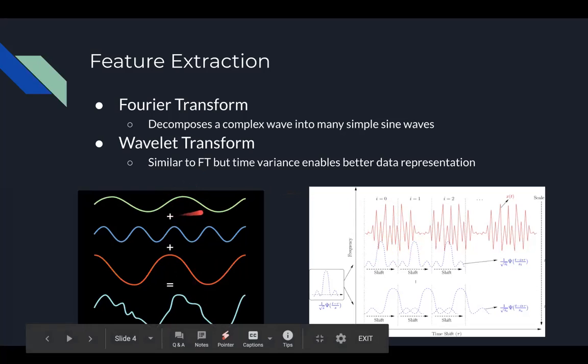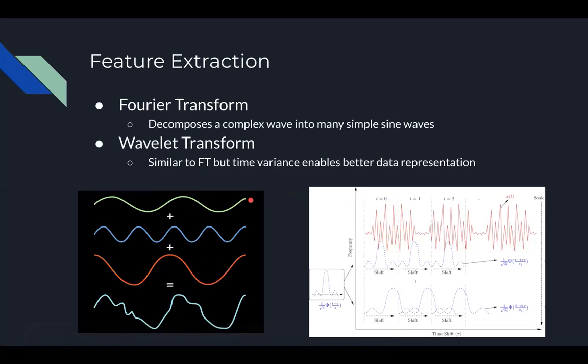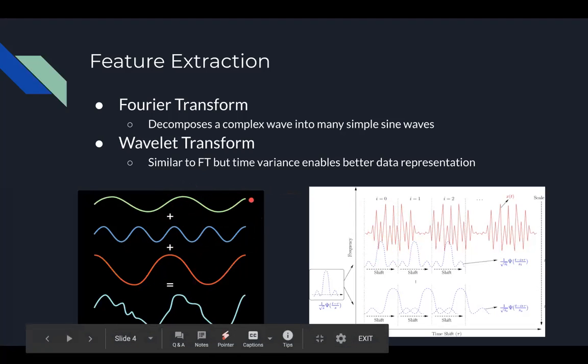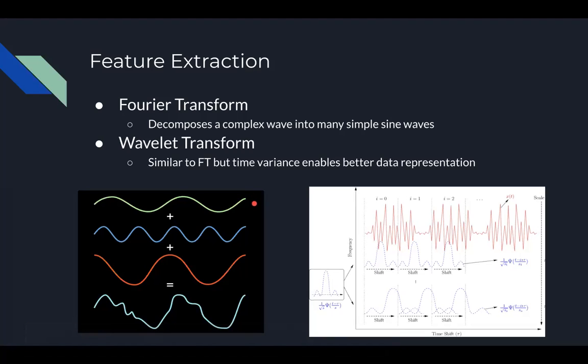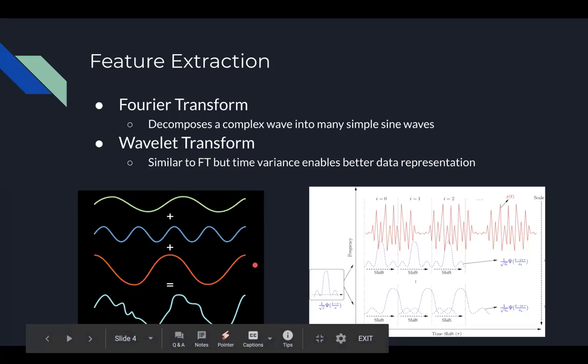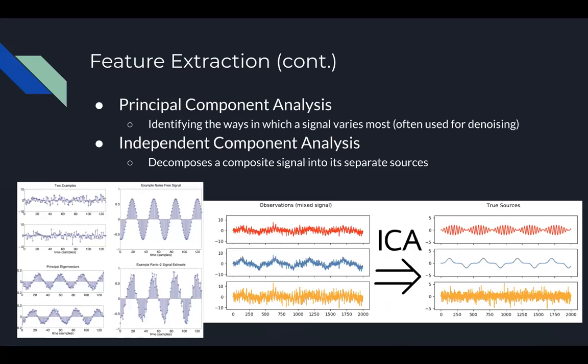Also, when you decompose the wave with the Fourier transform, your features then become the frequencies of each of these waves. So it's not like you're necessarily feeding in these waves. It's more like we have one wave at frequency X, one wave at frequency Y, one wave at frequency Z, and then we can feed that into our machine learning model.